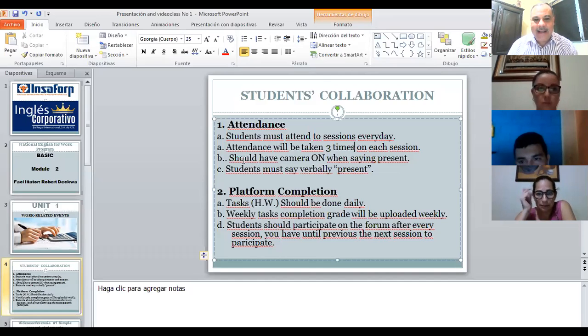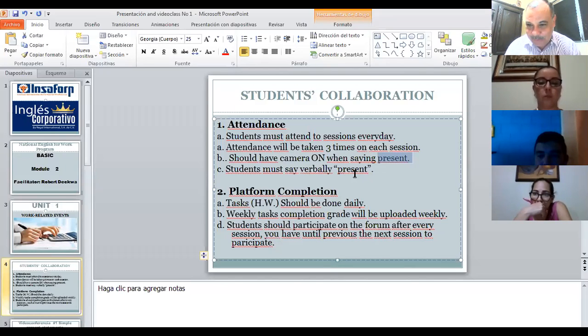Entonces dice la siguiente, should have camera on when saying present. Tenemos que decir present. Quiere decir presente, ¿verdad? Y usted debe de tener activada su cámara y por supuesto su audio para que se oiga. Y el estudiante tiene que decir verbalmente presente. Vaya, en cuanto a esto de la asistencia, yo quiero aclarar algo antes de que comencemos.